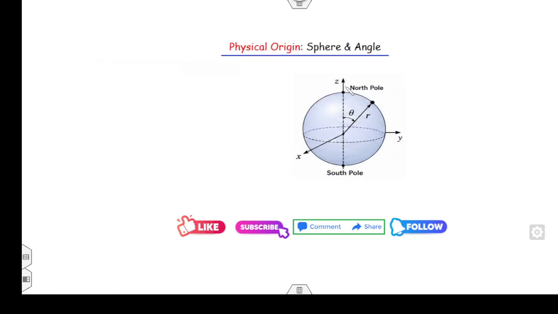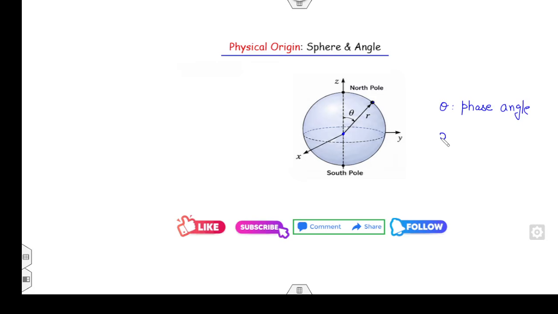Now, if you look at the sphere, about the axes x, y and z, z is the north pole and this is the south pole, and any point on the sphere has a distance of r from the origin. It makes an angle theta. Theta is my phase angle. And what is the r? R is a radius.